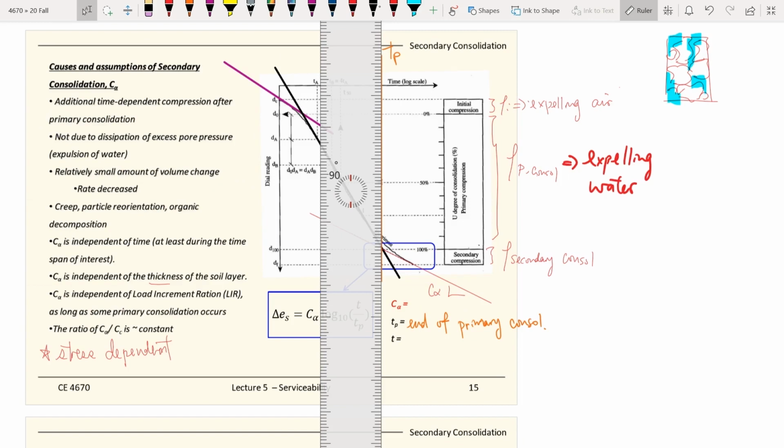end of primary in the lab scale. So this is lab data, and we can convert that back to the field data. And in 366 and 368, we talk about how to do that.